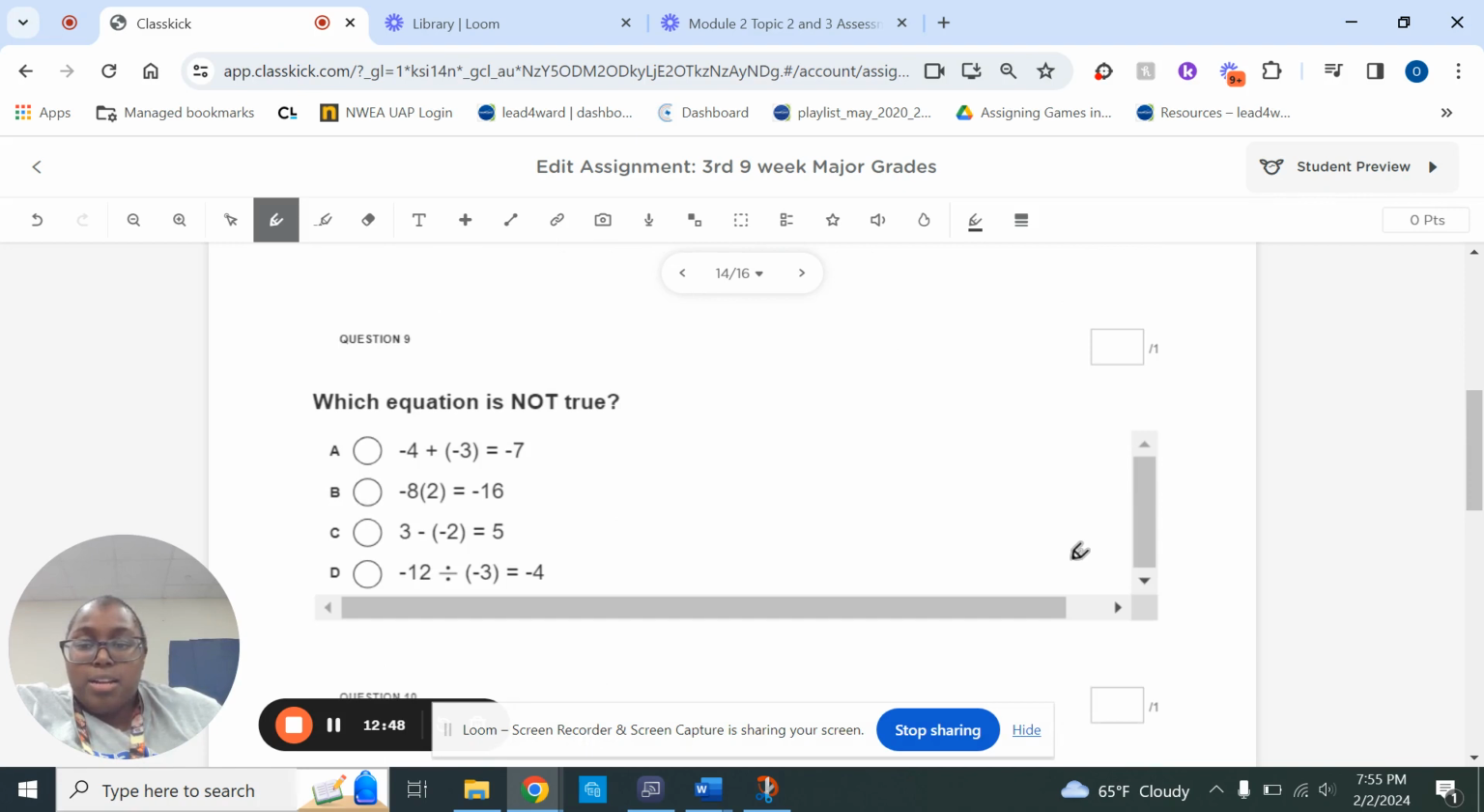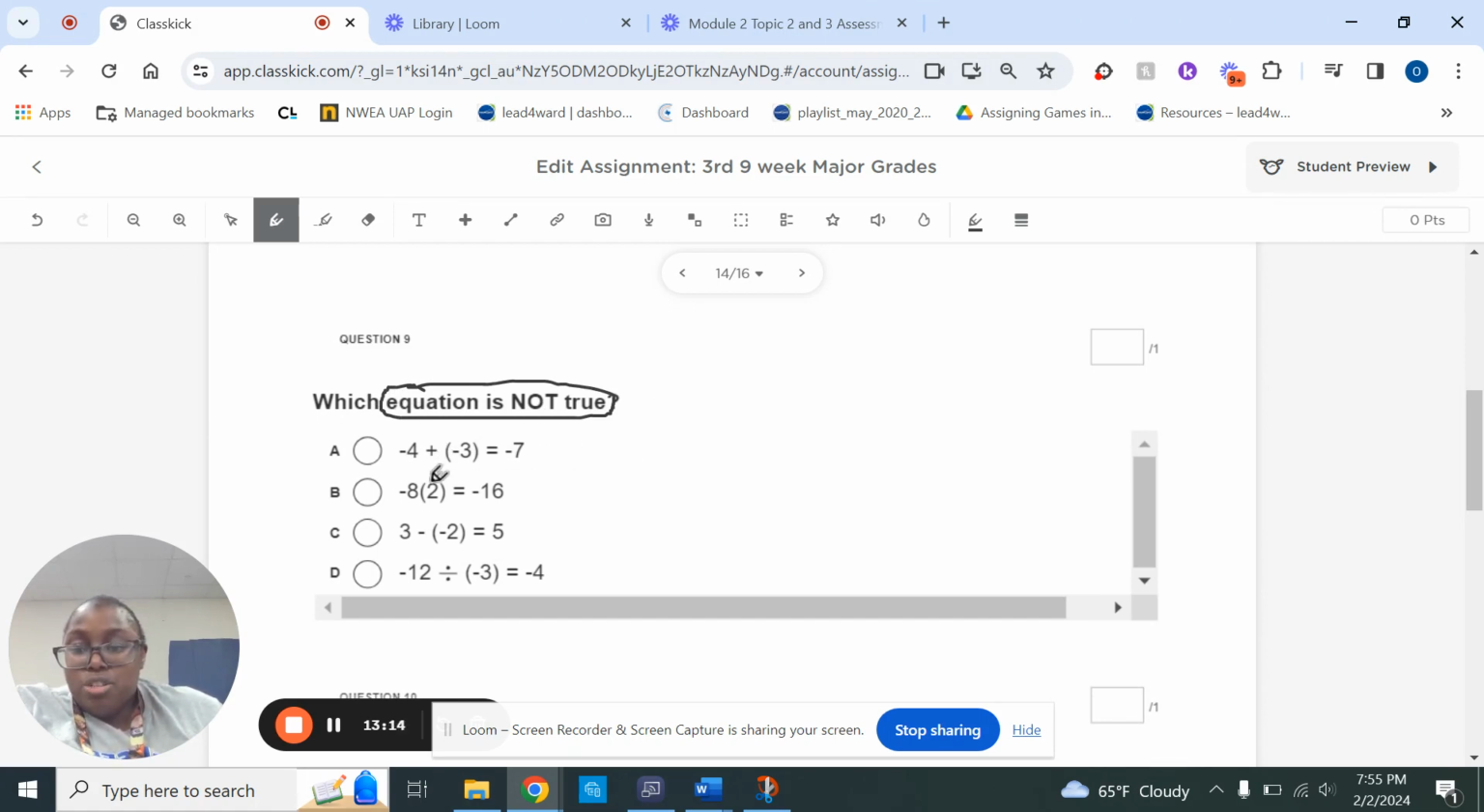Number 9. Which equation is not true? This is a type of problem that we did as an exit ticket for one day when we were reviewing integers. So you needed to remember the rules of the integers, all of them, because we're looking for a false equation. That means it cannot be correct at all.